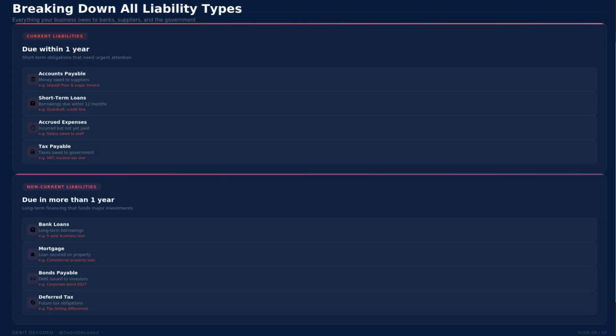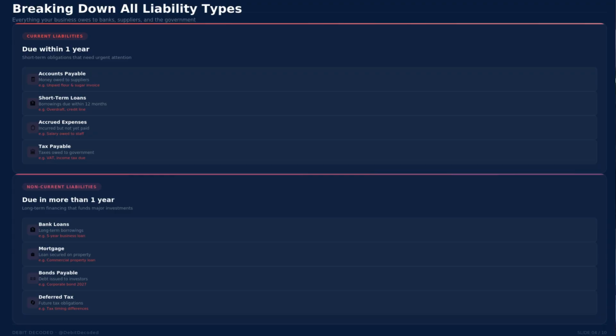Non-current liabilities are long-term debts. Due in more than 1 year. Common non-current liabilities include bank loans. Long-term borrowings from a bank. Mortgage. A loan secured against property. Bonds payable. Money borrowed by issuing bonds to investors.